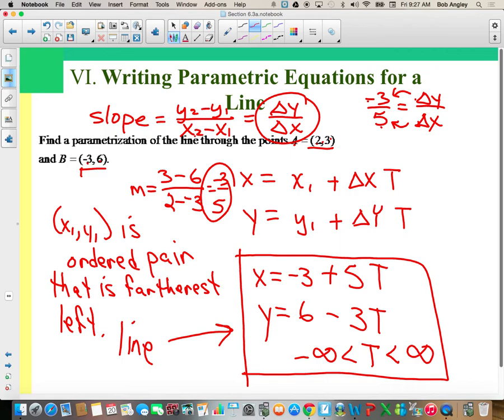Yes, ma'am. I'm more confused on, isn't X one, two? Read this part right here. X1, Y1 is the ordered pair that is farthest left. So if you graph these two ordered pairs in a plane, -3 is to the left of 2, so this one would be farthest left. That's why I wanted to use this one. For the slope? No, for the X1, Y1 right here. You were asking me why was that -3, right? But don't you use the slope too? You put the slope right here in these two places.